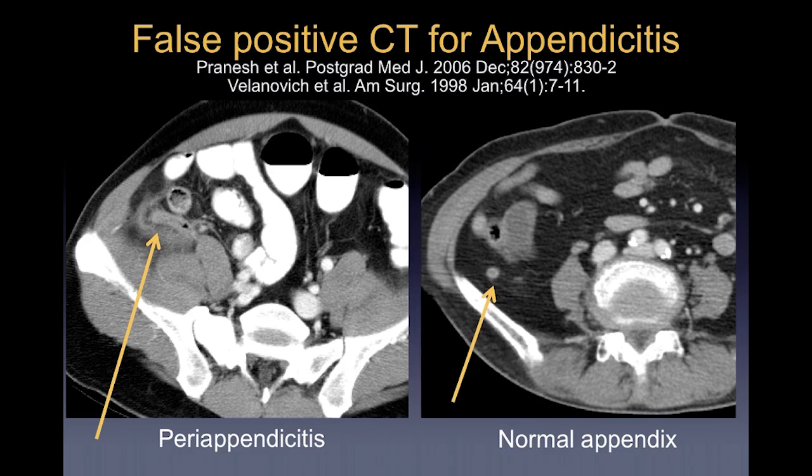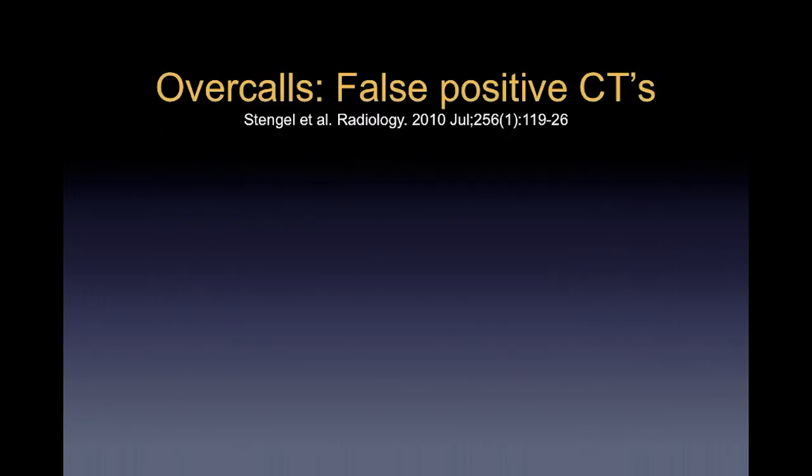And that's probably why that 2 to 3% negative appendectomy rate seems a little bit higher than maybe we would imagine it is. There are some cases where it's appropriate that we are overcalling it, because we do not want to miss cases of appendicitis.